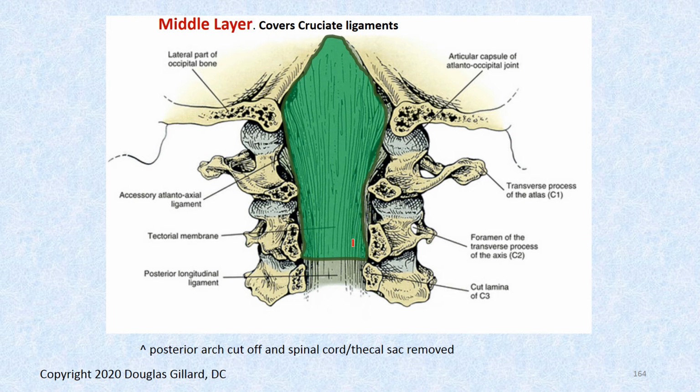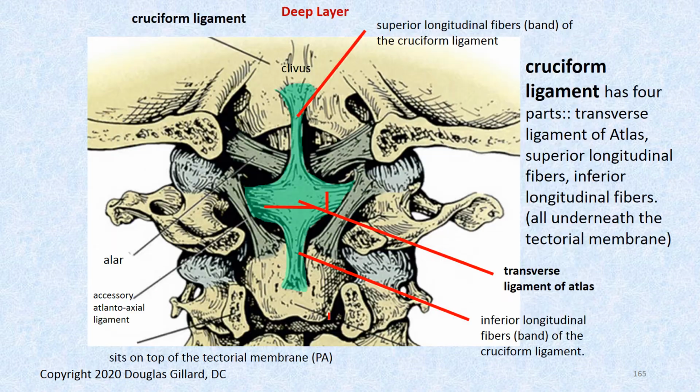So this is called the tectorial membrane. Tectorial membrane, and this is called the posterior longitudinal ligament, and we know that one, right? It runs all the way down the back. Now we have a deep layer, and I mean, technically there's even one ligament, the apical ligament, that is even deep to this picture. But just in general, this is kind of a deep layer.